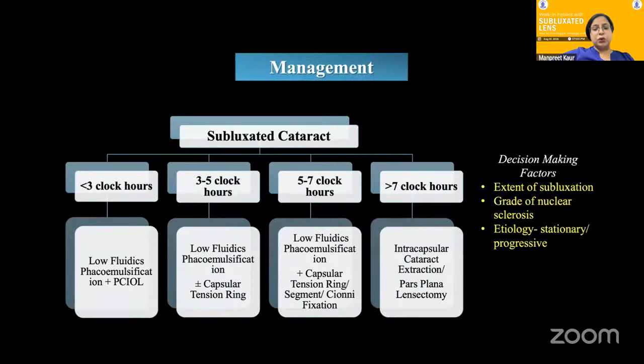So we have gone through the management of subluxated lenses as per the degree of subluxation and the degree of nucleus sclerosis. In the milder cases, you can get away with maybe a 3-piece IOL and low fluidic phacoemulsification. Then if you have 3 to 5 clock hours, maybe a capsular tension ring; Cionni and segments in 5 to 7, and then 7, 8, or 9 clock hours, depending on the coexisting nucleus sclerosis as well. You may need to go for ICCE or a pars plana lensectomy. And these are the factors that we have covered in our earlier presentation beautifully.